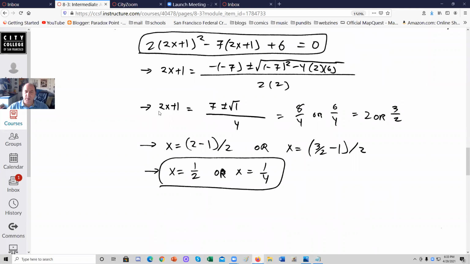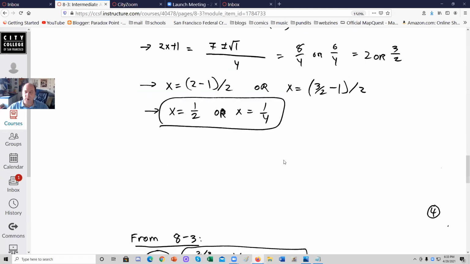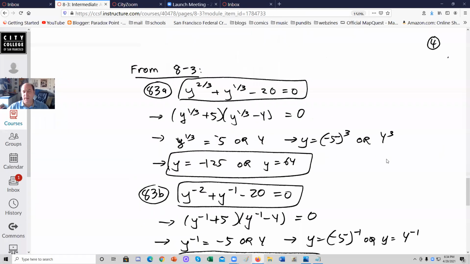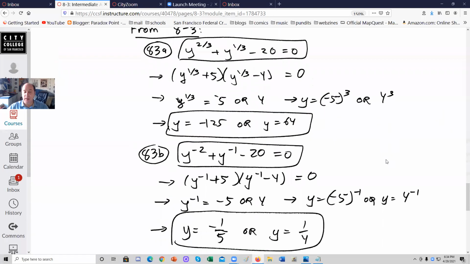So 2x plus 1 is 2 or 3 halves. You subtract 1 from both sides and divide both sides by 2. You get either x equals 2 minus 1 over 2, or x is 3 halves minus 1 over 2. And after a little bit of fraction arithmetic, you get x is a half or x is a quarter. And both solutions work.